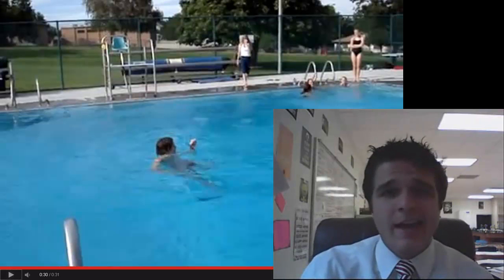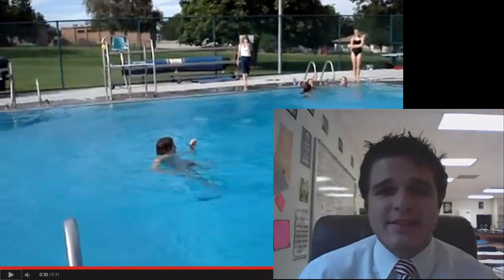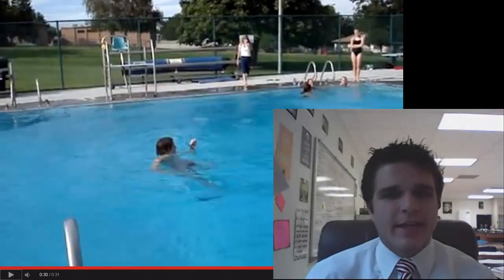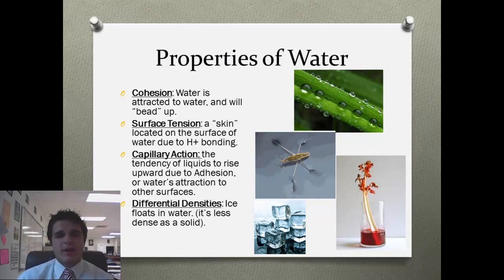Now, surface tension, again, is caused by hydrogen bonding. Don't forget that. Cohesion is where water will attach to water. Water molecules like to get close to water molecules, and that's the reason that water beads up. It turns into those little ball-shaped things. That is because of cohesion. It's sticky. It sticks to itself because of hydrogen bonding.